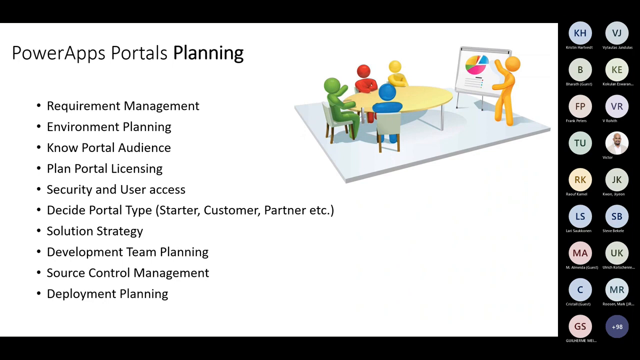Source code management and deployment planning is very important: how you are going to store your source code, whether you want to keep it in the local repository or in the cloud, how you want to automate that, what sort of repository you are going to use, what should be the branching strategy of that. So definitely you need to consider all these points while planning the Power Apps portal.